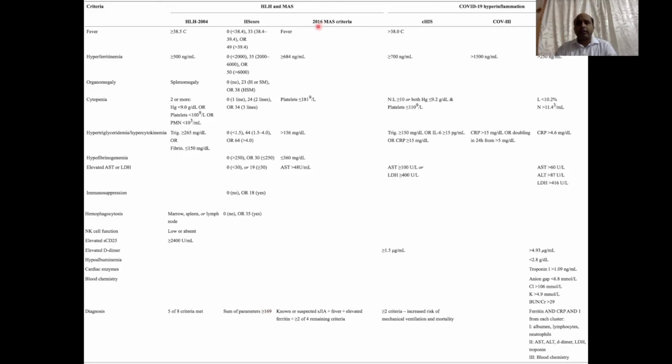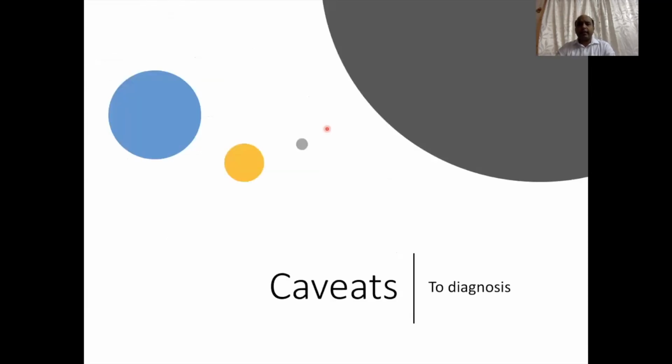And this I already mentioned, the 2016 MAS criteria in systemic JIA, and this is COVID-induced hyperinflammatory syndrome. Another is COVID hyperinflammation, like ferritin more than 1500 or CRP more than 15 or doubling. So there are two parameters which can tell you that the patient with underlying COVID is going to develop hyperinflammatory syndrome. Another is the Temple criteria. There are several criteria which can tell you when the patient is going to develop COVID-induced hyperinflammatory syndrome. Apart from that, for macrophage activation syndrome, there are the HLH criteria and H score, and the 2016 MAS criteria for systemic onset JIA. Now, what are the caveats in diagnosis?